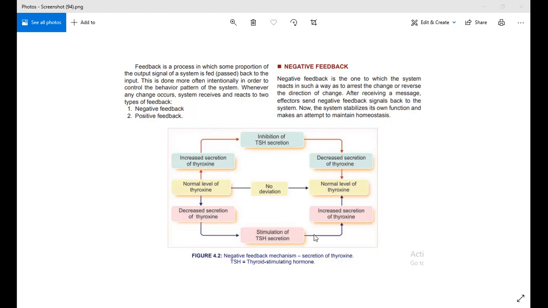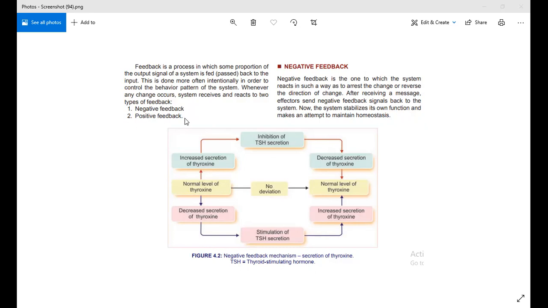Anytime I have high thyroxine, I must inhibit thyroid stimulating hormone, because if I don't inhibit it, more and more thyroxine will be produced, which could be dangerous at the end of the day. So to prevent that danger, or what we call a vicious circle, we need to inhibit TSH so that we can decrease thyroxine and have a normal amount of thyroxine. When thyroxine decreases, we need to stimulate TSH so that we can increase the amount. So this is negative feedback. The output is opposite to the input. That is what happens in a negative feedback.